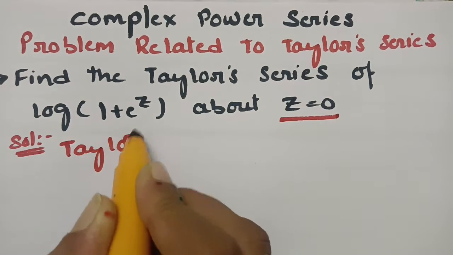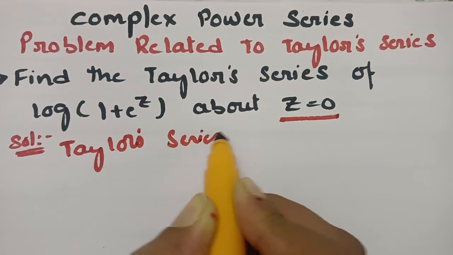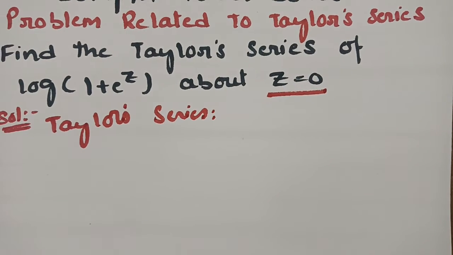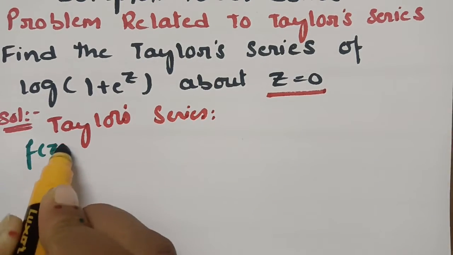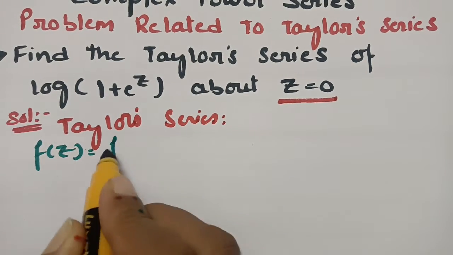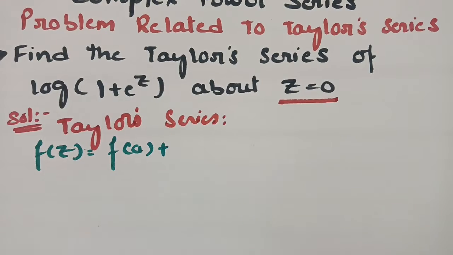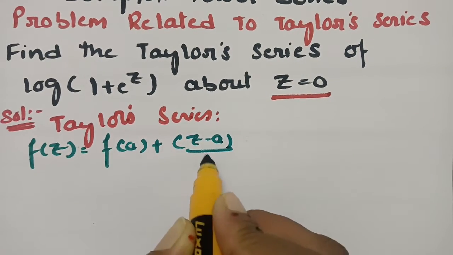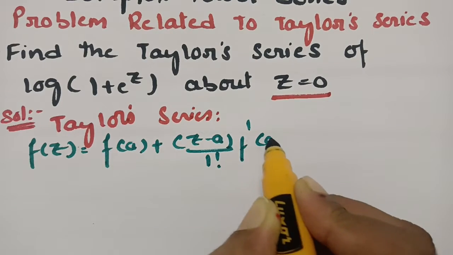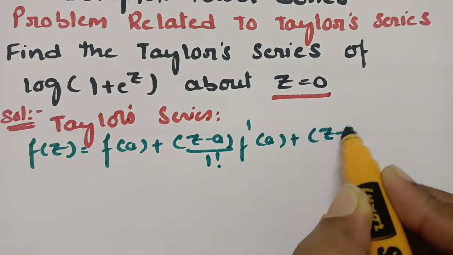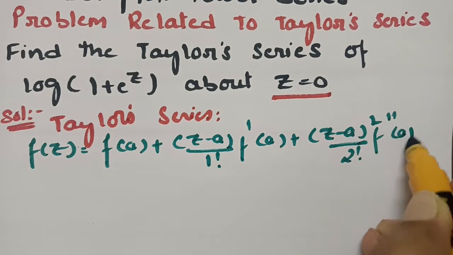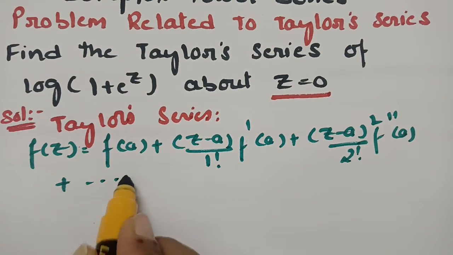So what is this Taylor series? According to the Taylor series, we have the expansion: f of z is equal to f of a plus (z minus a) by 1 factorial into f dash of a plus (z minus a) whole square by 2 factorial into f double dash of a plus and so on.